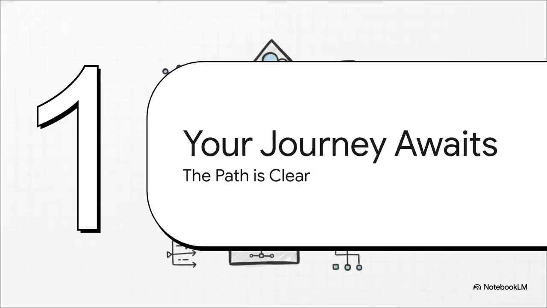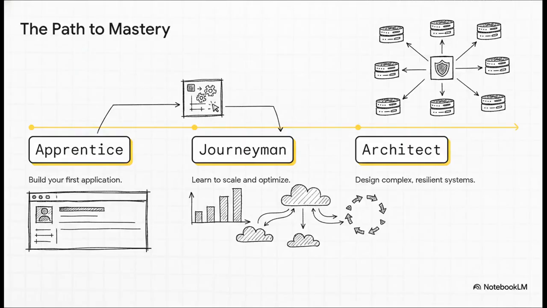So, there you have it, the three major stages of becoming a backend master. From laying that very first brick all the way to designing the whole city. Your journey is waiting. Let's just quickly recap the path to mastery one more time. As an apprentice, your goal is to build your first working application. As a journeyman, you learn to refine your craft, making things scalable and robust. And finally, as an architect, you graduate to designing the complex, resilient systems that basically power our entire digital world.